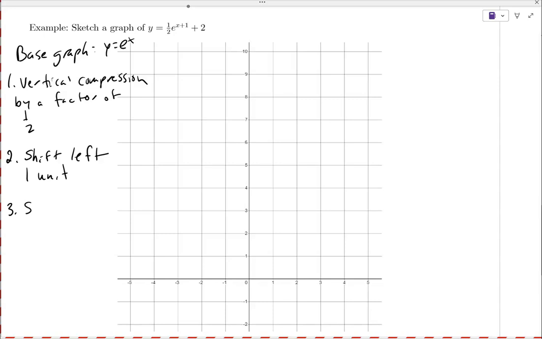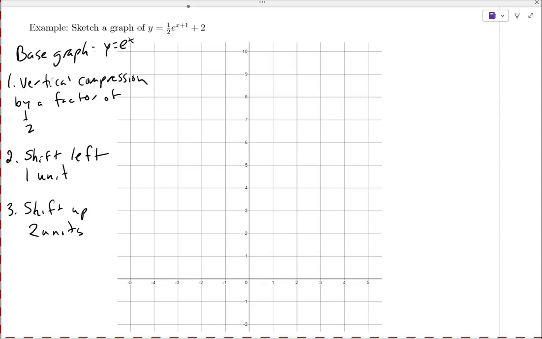And we see a shift up 2 units. So again, the 1/2 is on the outside of the function. The +2 is on the outside of the function. So that's what's affecting the outputs. That's why the 1/2 is a vertical compression, and the +2 is a vertical shift up.